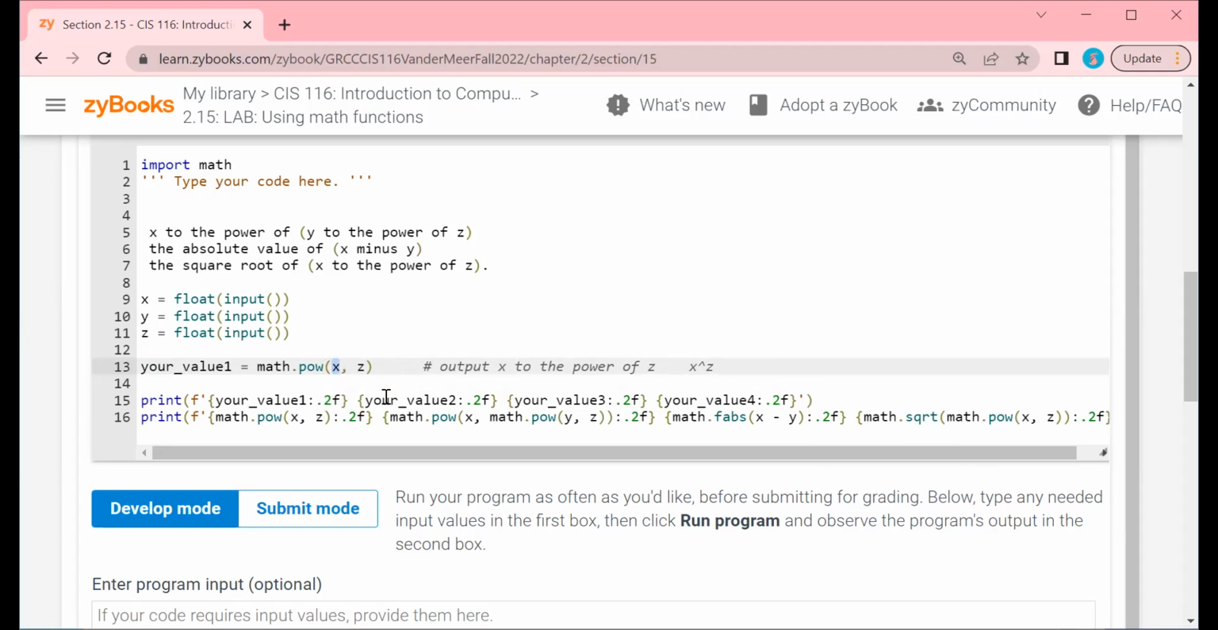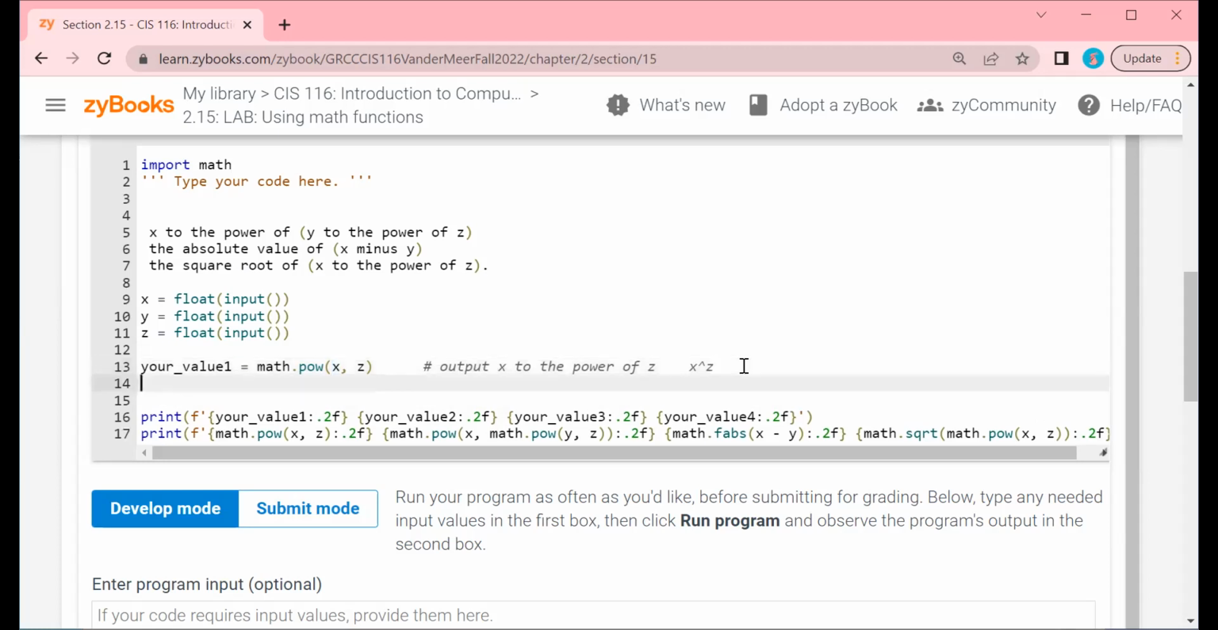And I have a question. So the POW and the FABS and the square root, those would not translate unless line 1 you had import math. Exactly. Yep. You have to have import math. If you don't have import math, you're going to have a problem.